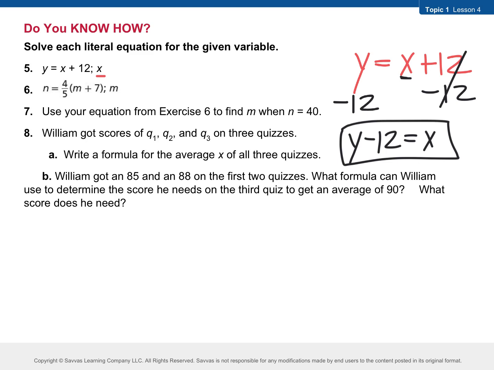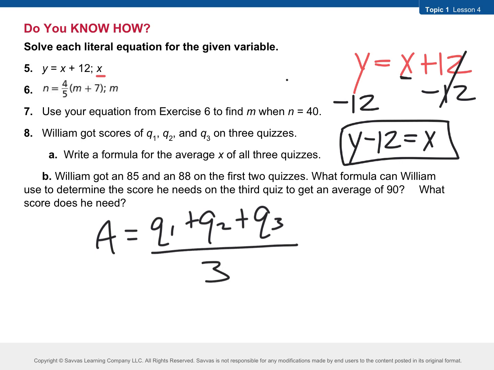Let's go ahead and do one more example here. Let's look at problem number 8. It says William got scores of Q1, Q2, and Q3 on 3 quizzes. Write a formula for the average. Okay, so average is you add them all and divide by the number you have, in this case 3. So that would be part A.